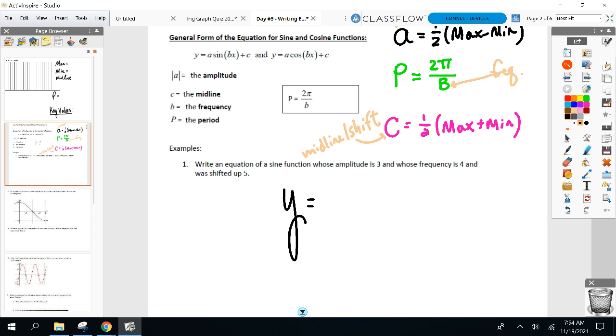What's your A value? Amplitude, which is 3. You don't need a formula. 3, what kind of function is this? So 3 sine. What's my B value? Frequency, 4. I prefer you put it in parentheses with the x, 4x. And then my shift. How do I write up 5? Plus 5. I served everything up there for you. We didn't really have to find anything.